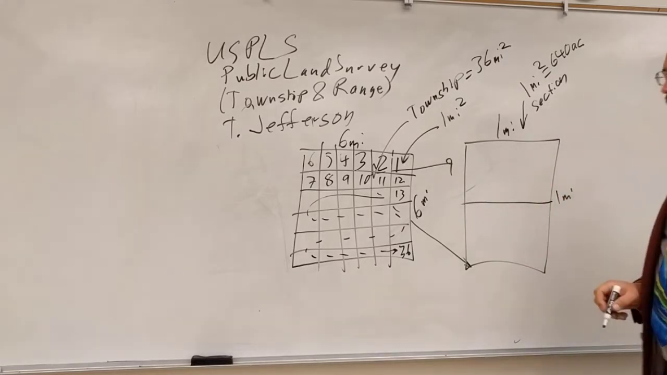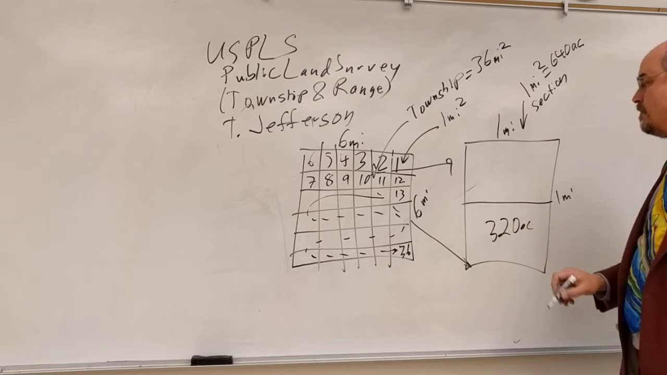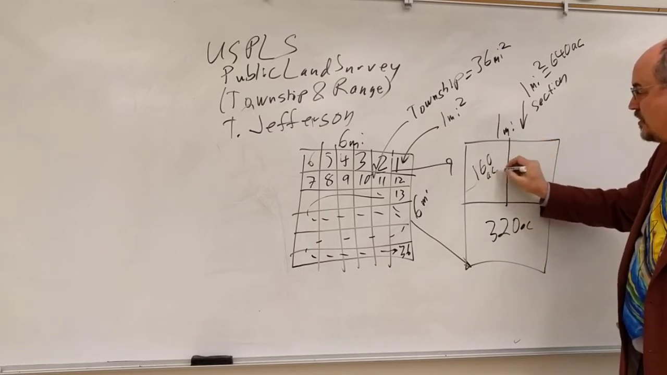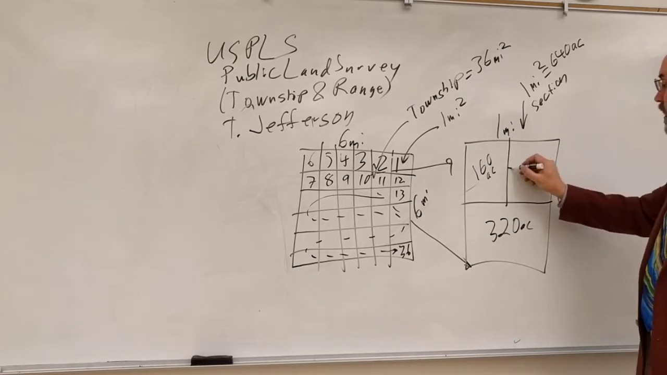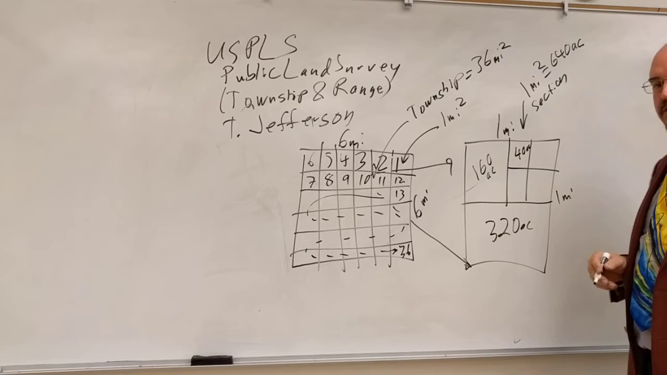Cut your section in half. You've got 320 acres down here. Cut this in half, you've got 160 acres up there. Cut this in half, cut it in half again, and you wind up with 40 acres.